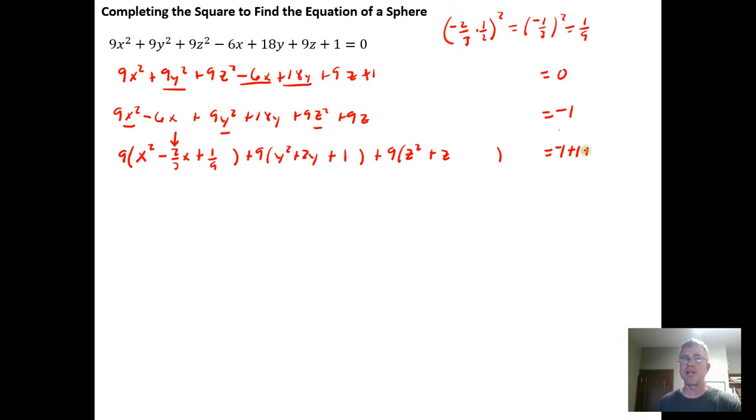So I step over here and I add 9 to the right-hand side as well. Here, the middle coefficient is 1. So half of 1 is a half. We need to square a half to get a quarter. We add a quarter to the z terms, but we really added 9 times a quarter, which is 9/4, to the left-hand side, so we're going to add 9/4 to the right-hand side as well.